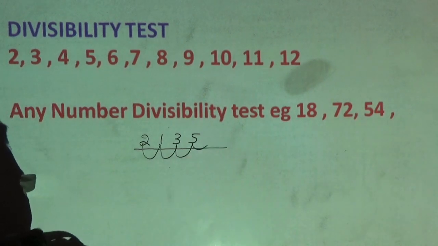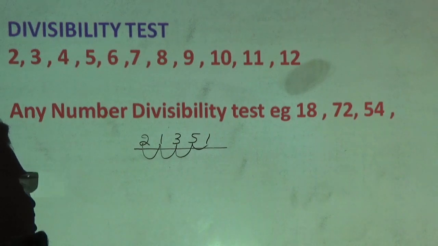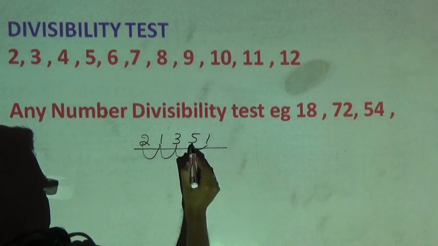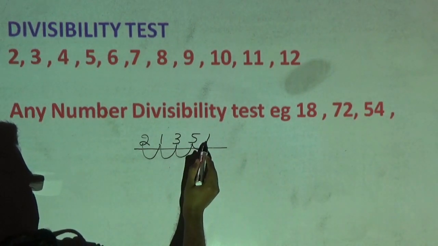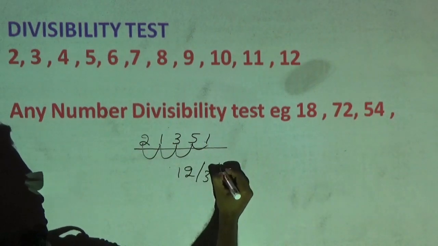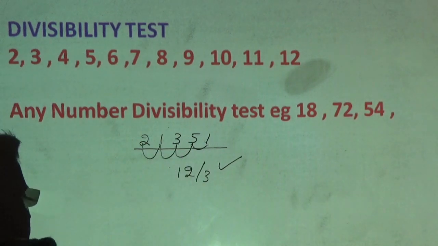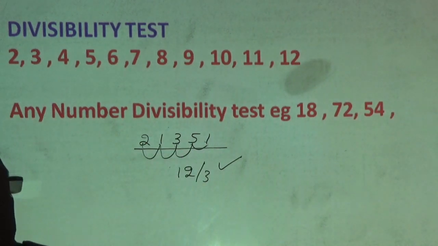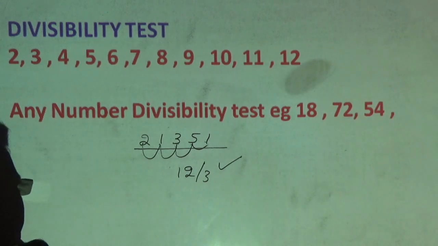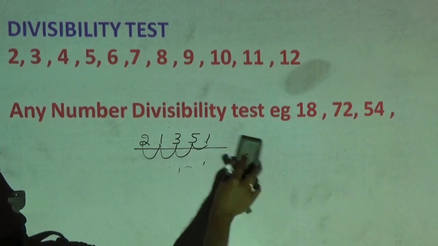Now suppose the last digit here is 1, 21351. Now I want to check whether this number is divisible by 3 or not. 5 plus 3 is 8, 8 plus 1 is 9, 9 plus 1 is 10, 10 plus 2 is 12. See, 12 is divisible by 3. Therefore, 21,351 is divisible by 3. So, how to check if a number is divisible by 3? Add all the digits of the given number. If the sum is divisible by 3, then the number is divisible by 3.